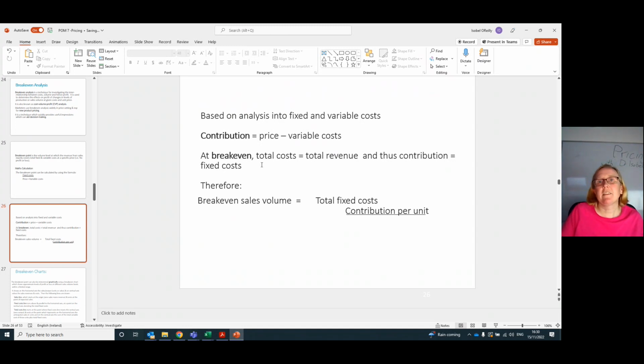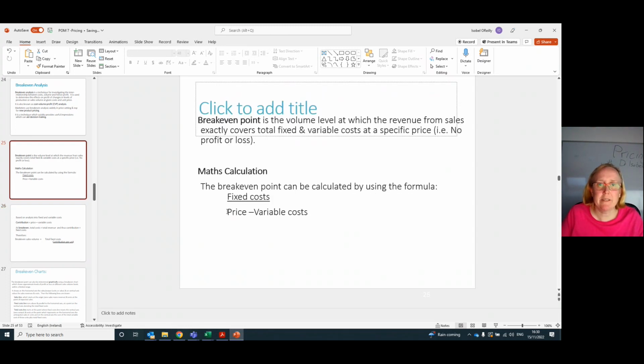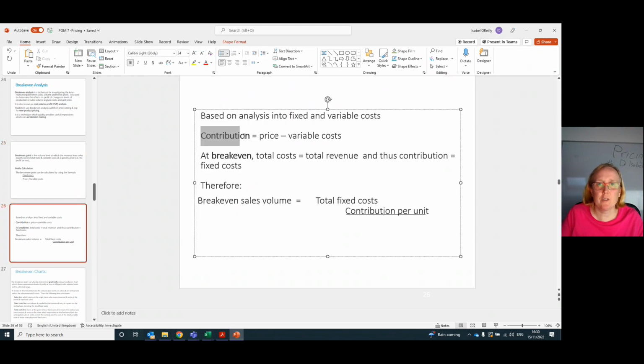Okay, so based on analysis into fixed and variable costs, we have the concept of a contribution. So that below the line element, price minus variable costs, we can call contribution. So here we can have that worked out in advance, price minus variable costs. So then we can talk about at the break-even point, the total costs equals total revenue. And therefore contribution is the same as the fixed costs at the same time.